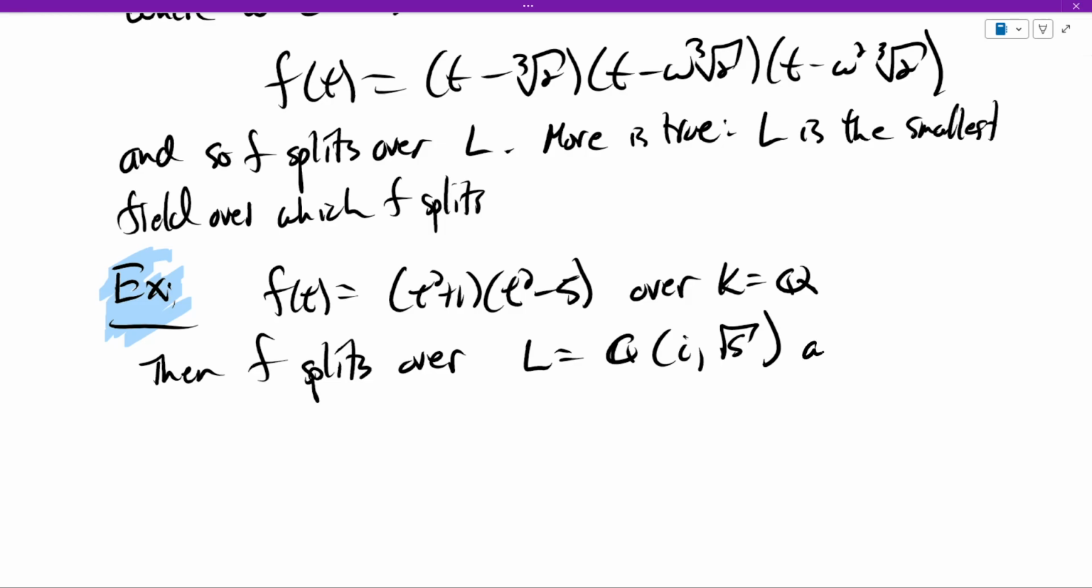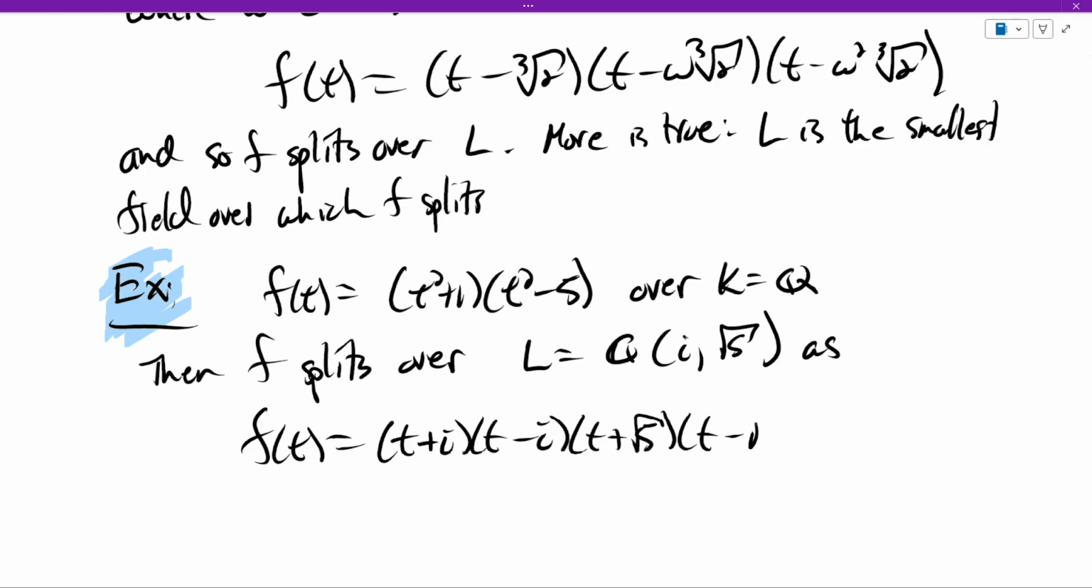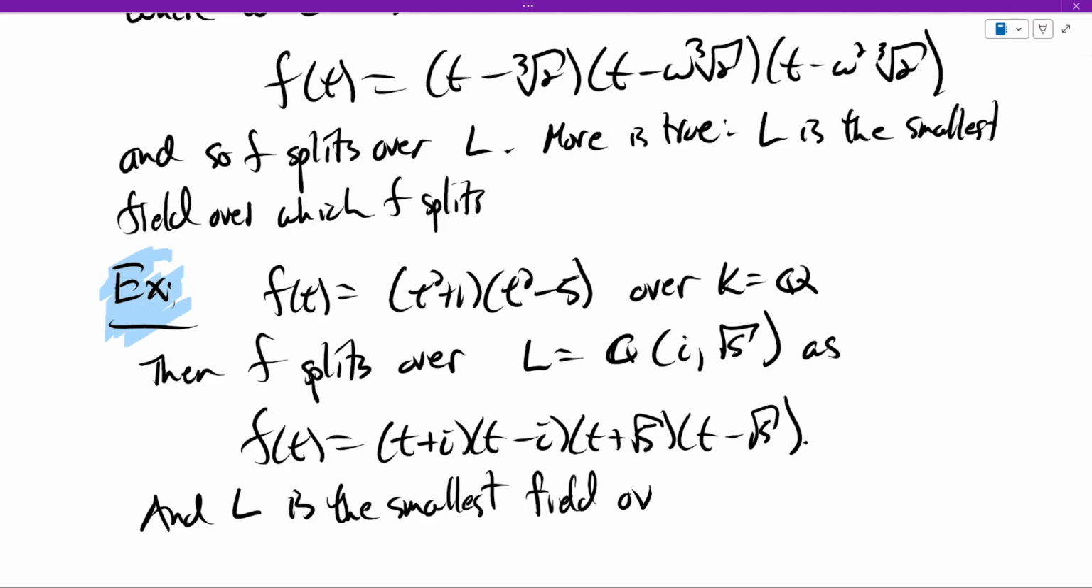Why is that? Well, f of t, if we have access to i and root 5, we get t plus i, t minus i, t plus root 5, t minus root 5. Furthermore, this L is the smallest field over which f splits. There is no smaller field that contains all the roots of f. This is the minimum amount that we need to add.